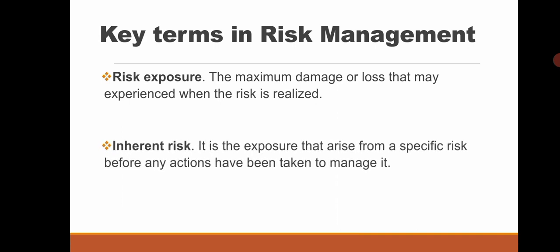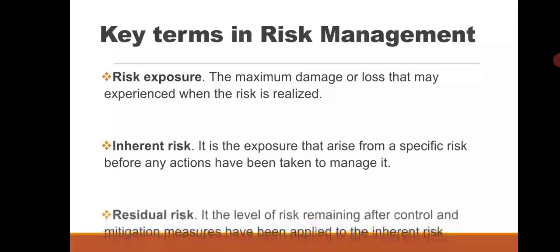And also we have what we call inherent risk. The inherent risk is the exposure that arises from a specific risk before any mitigation measures are taken to manage it. So it is associated with a specific risk, and before any mitigation measures are taken, it is the loss associated with it. And we have what we call residual risk. The residual risk is the level of risk that remains after you have put in mitigation measures to the inherent risk.